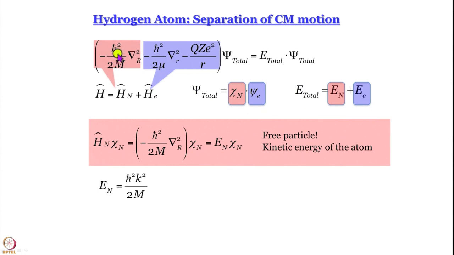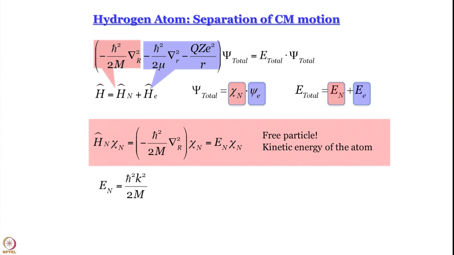So, what happens is that we can collect all the terms in the center of mass coordinate and write a Schrodinger equation, which is exactly the same as what we got earlier for free particle. And that gives us the kinetic energy of the atom as a whole, the entire hydrogen atom moving in space. Of course, here the consideration is that the atom does not interact with anything else, that is why there is no potential energy term. And energy here is h cross square k square divided by 2 capital M, which is not quantized. It can take up any possible value of energy.